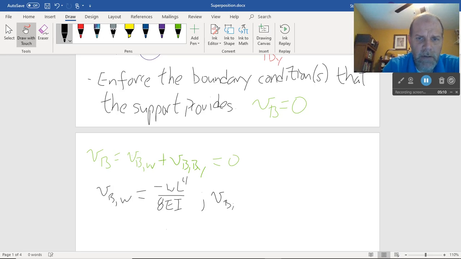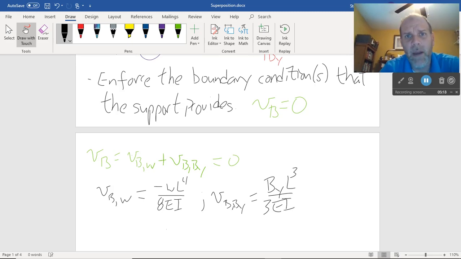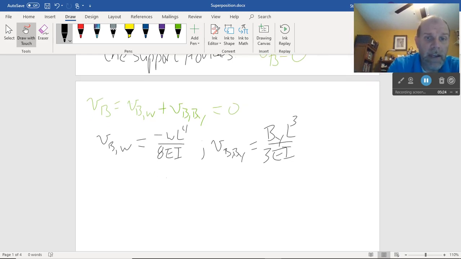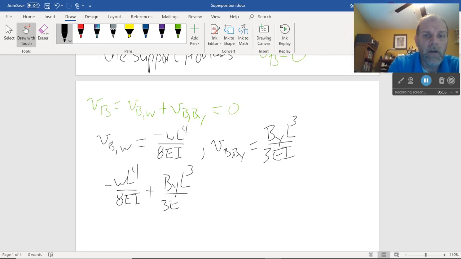And we can say that VB due to By is equal to positive By L cubed over 3EI. Why positive? Because By points up. It's that simple. Okay. So therefore, what we would say is minus WL fourth over 8EI plus By L cubed over 3EI equals 0. I do some quick mathematical manipulations. By the way, the EI's go away, the L cubed goes away. It looks to me like By will be equal to 3/8 WL.